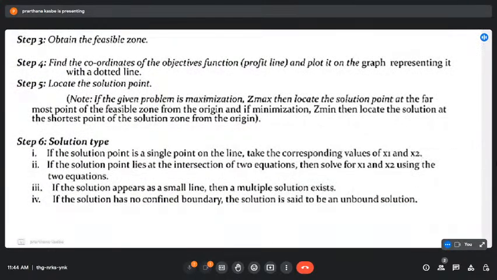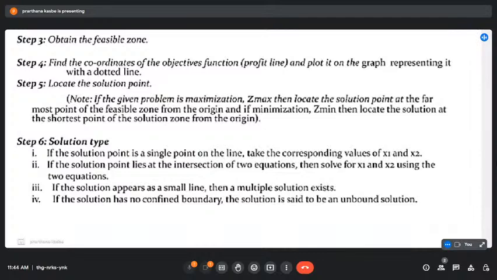प्रॉफिट मॅक्झिमायझेशन मध्ये तर आपण जो डिनोट करणार आहात पॉइंट तो हा सेंटर पासून दूर असला पाहिजे. आणि जर मिनिमायझेशन असेल तर पॉइंट हा सेंटर पासून थोडासा जवळ असला पाहिजे किंवा टुवर्ड्स द सेंटर. That is the fifth step.